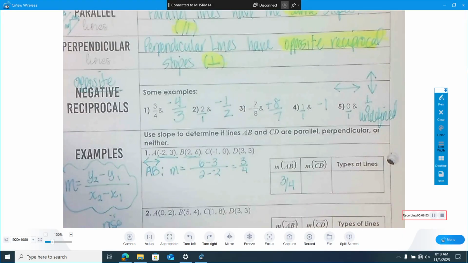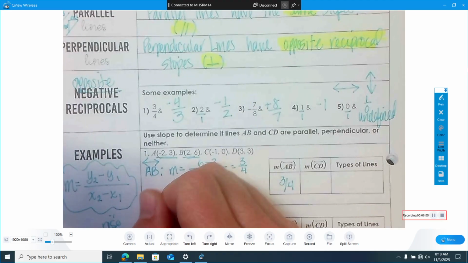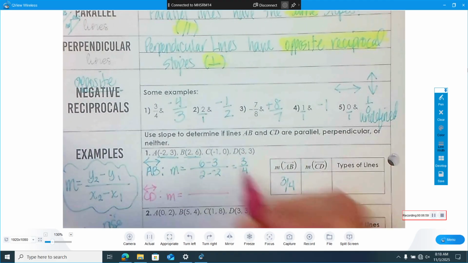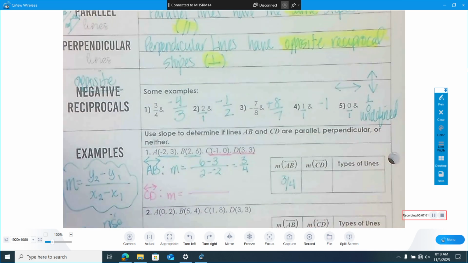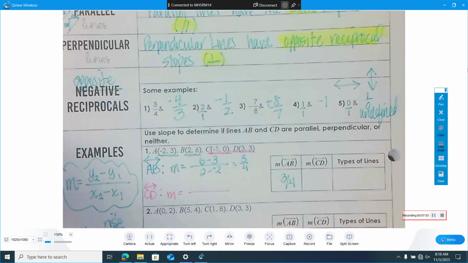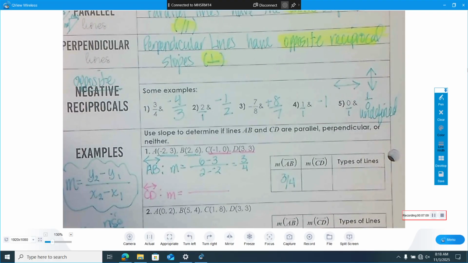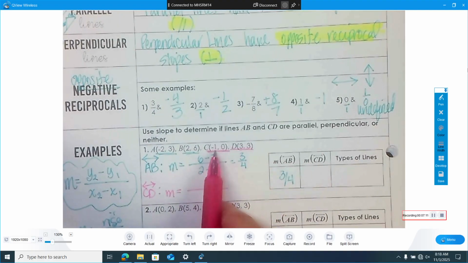And then we want to find CD. So I'm going to say nice notation here, C and D. And again, I want to find the slope using points C and D. Don't get confused, ladies and gentlemen. Use some color to help you out so that you don't subtract the wrong ordered pairs, okay? I want to find the slope between C and D.